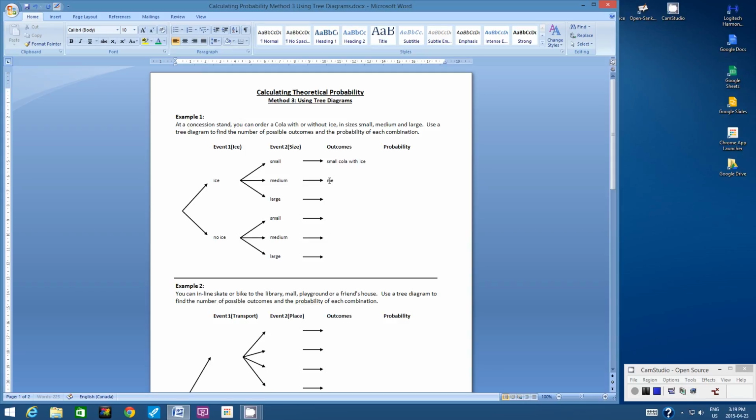Can you write this neatly in? Medium cola with ice. And then what's the third path, or third route, going to be? We have ice, and then we go down this branch here, and we go to large. So that's going to be a large cola with ice.